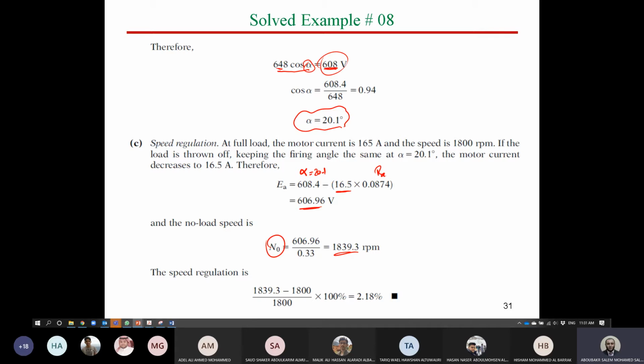Okay, شباب? Take care. If the firing angle is constant, this means the voltage will be constant. If you make speed control, you need to change the value of speed. You have to control the firing angle, which means your output voltage will be different. Okay.